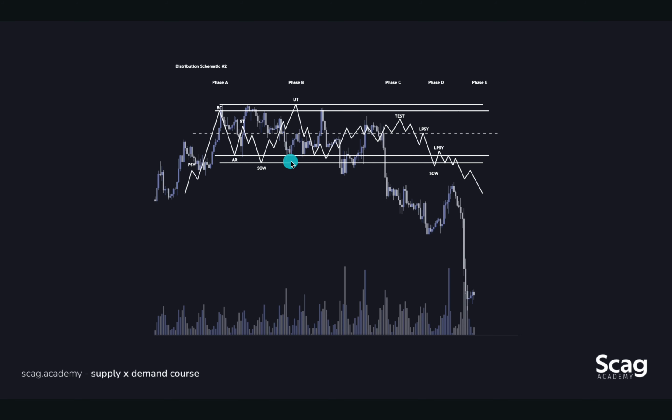The sign of weakness, which we got over here, right, with the high volume. Then this UT, which we got right here. And as you can see, this phase B, again, pretty quick. You're basically only looking for that UT. And what you're looking at is like a dragged out phase C. So we get that UT, right? Again, declining effort the entire time.